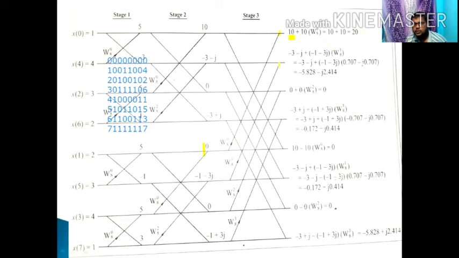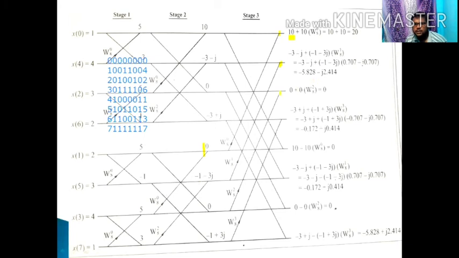Second input at this point. First it receives the signal -3 - j, so I put here -3 - j. Next, here it receives the signal -1 - 3j into W8 power 1. When you simplify this part, we can get -5.828 - j 2.414. That is what we call the complex multiplication term.